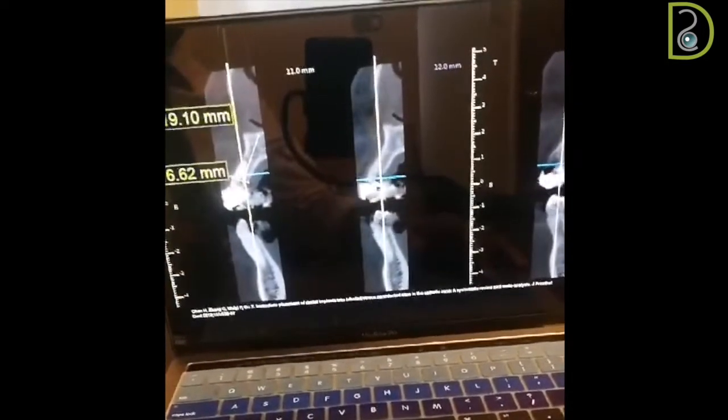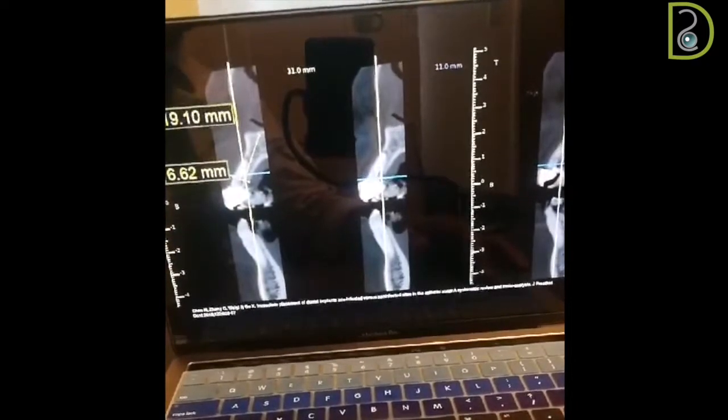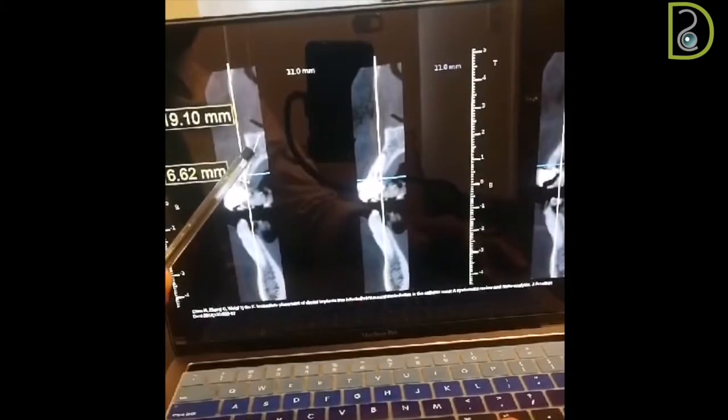However, we took the CBCT and we saw many differences in this one. First, we have limited bucco-palatal thickness of the bone, which is around 6 to 7 millimeter. From this picture, we planned our implant to be exactly in the middle of the tooth.